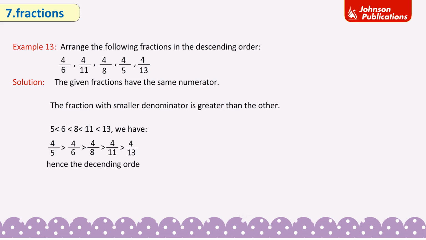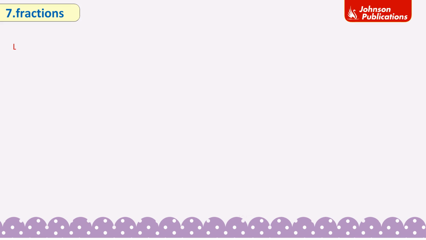Hence, the descending order of the following fractions is 4 by 5, 4 by 6, 4 by 8, 4 by 11, 4 by 13. Like and unlike fractions.